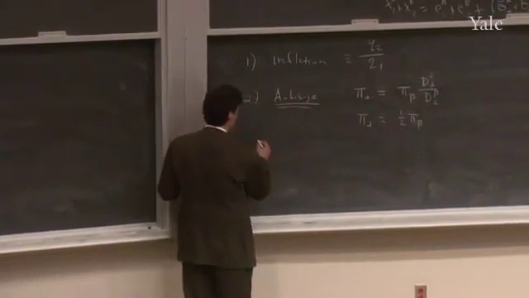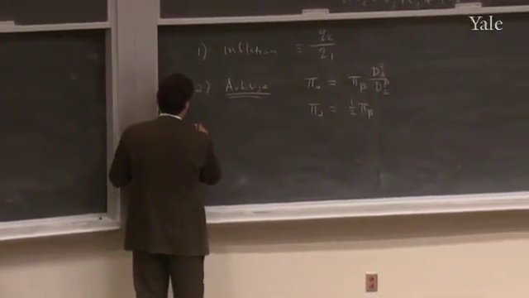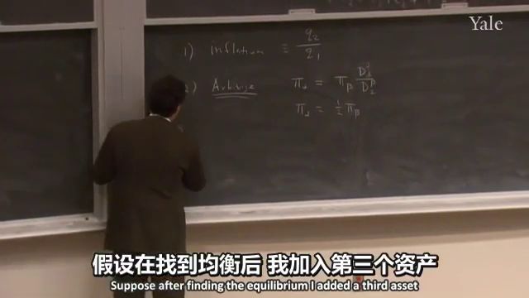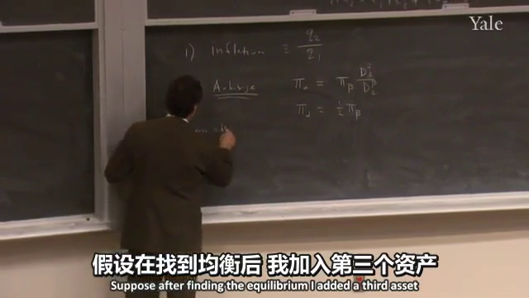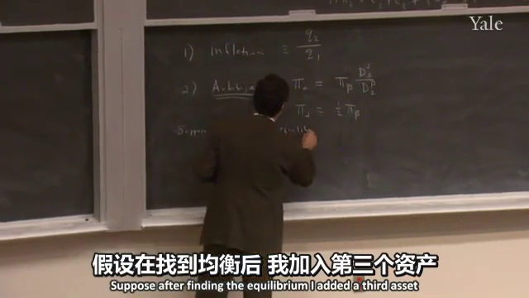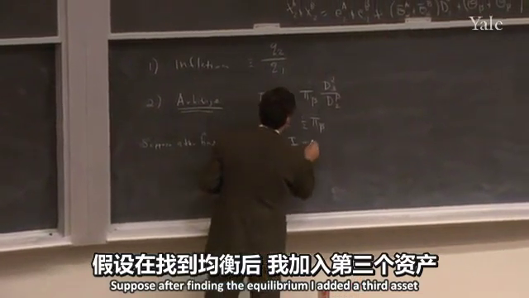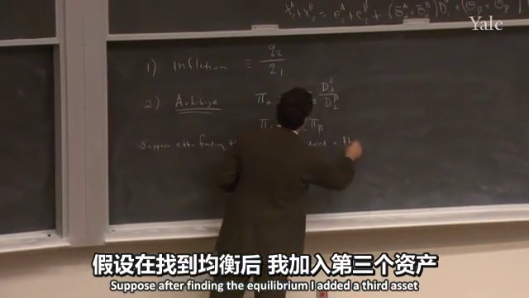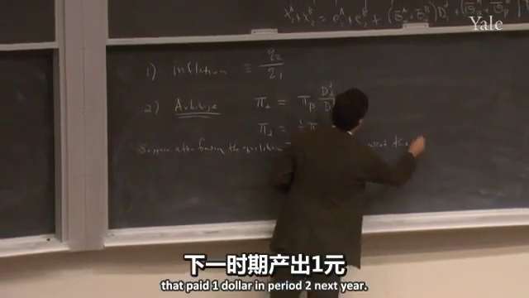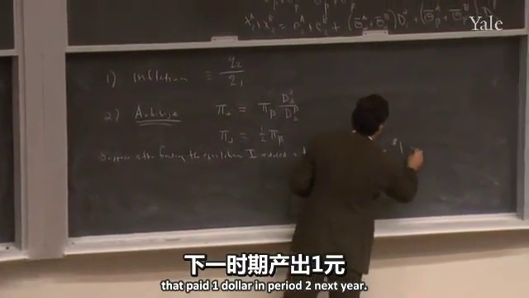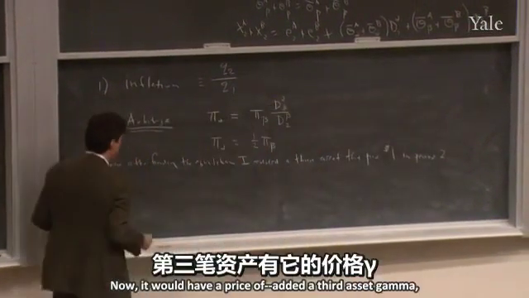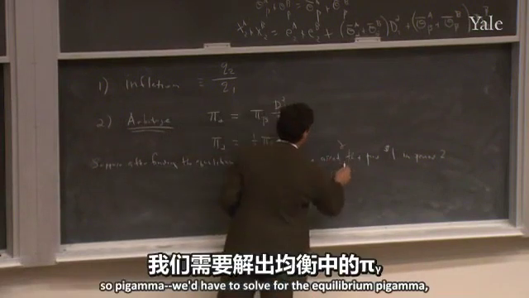Now, suppose after finding the equilibrium, I added a third asset that paid $1 in period 2 next year. Okay, now it would have a price. I've added a third asset, gamma.